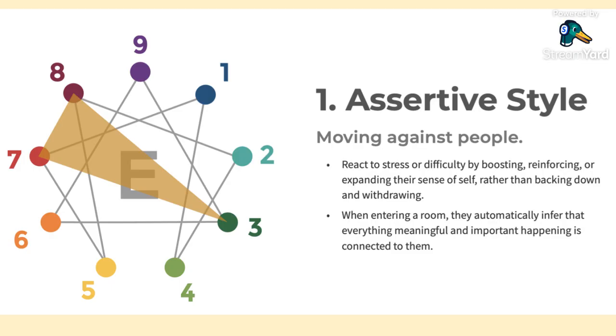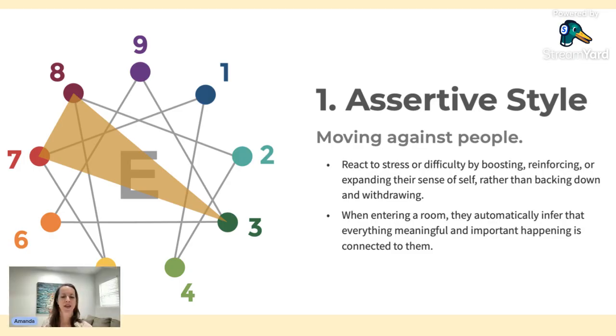The first one we're going to look at is the assertive style. And the assertive style embodies confidence, assertiveness, and a proactive approach to life. Individuals in this stance are direct, decisive, and unafraid to assert their needs and opinions. So they react to stress or difficulty by boosting, reinforcing, or expanding their sense of self rather than backing down or withdrawing. When entering a room, they automatically infer that everything meaningful and important that is happening is connected to them.